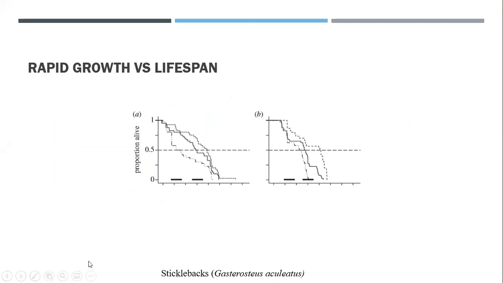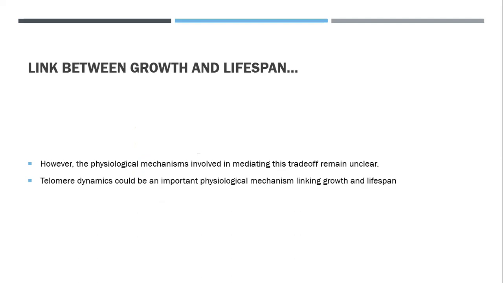For example, in these sticklebacks, which are fishes, this experiment was carried out to see if accelerating growth during their early growth period affected their telomere loss or lifespan. As you can see, these dotted lines are the ones that were accelerated. They had a shorter lifespan compared to the controls. So they were able to shorten the lifespan by 14% during this experiment.